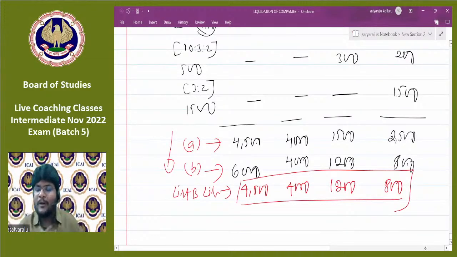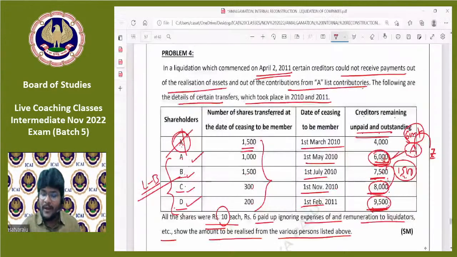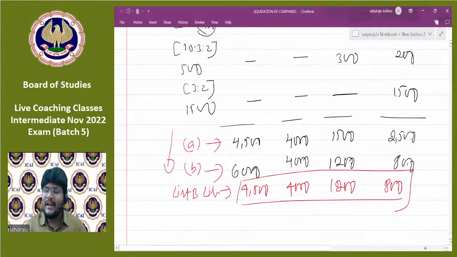The one important issue you need to know: whenever more than one list B contributory exists, then for the outstanding creditors, you should check who are all responsible. Because for this 6,000 outstanding creditors, A, B, C, D all are responsible. That's why you need to distribute such liability in the ratio of the shares held by them. And for the excess of 1,500, only B, C, D are responsible. A is not at all responsible. Like that, first you should check for each individual contributory how much creditors worth he is responsible. Then you can compare with the unpaid value of the equity shares. Whichever is lower, you can take it as the list B contributory's liability. That's it, guys.